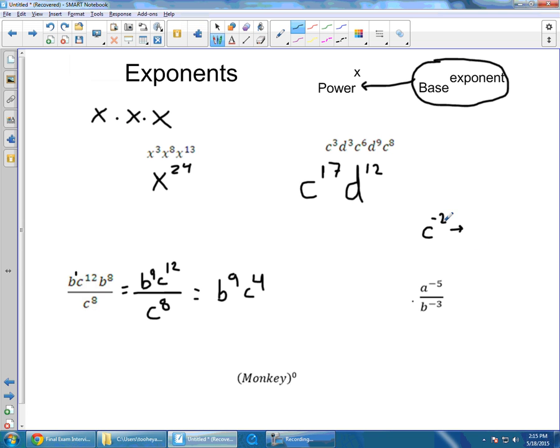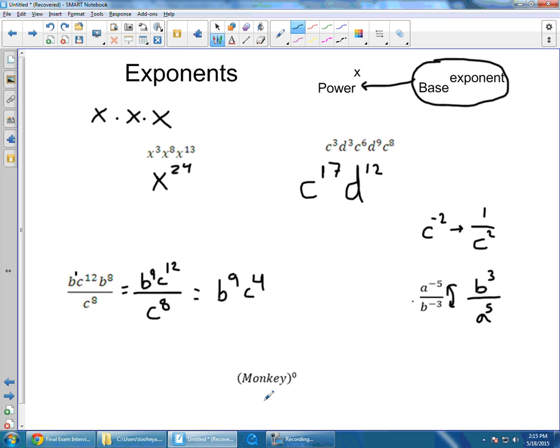If we get c to the negative 2 power, that really turns to 1 over c to the 2nd power. You can't have a negative exponent. The only way to make it okay is to flip it. So really we have to flip the top and bottom here, and that makes them positive. So that gives me b to the 3rd as positive on top, and a to the 5th as a positive on the bottom here.